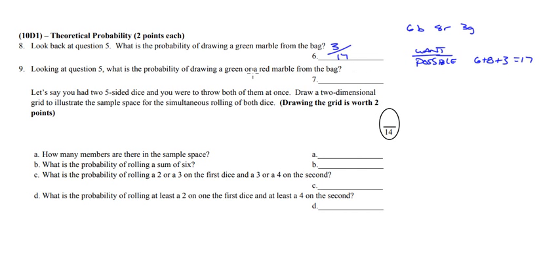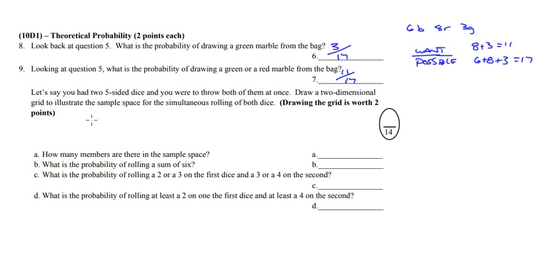Question 5, what's the probability of drawing a green or a red marble from the bag? So there's still only 17 possible things that we can draw from the bag. The green is 3 and for red there are 8, so the top is just going to be 8 plus 3, which is going to be 11 out of 17.